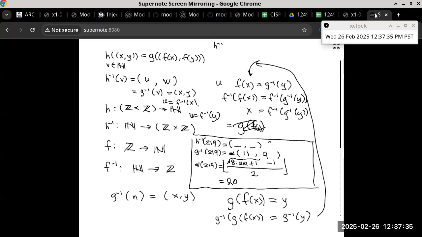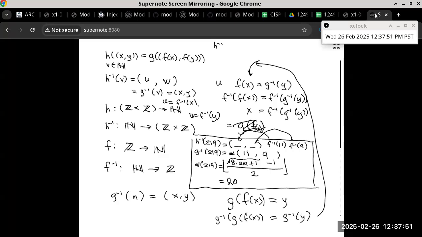So now we need to figure out what goes here and what goes here. So we apply F inverse to 11. That goes here. We apply F inverse to 9, and that goes here. So what is F inverse of 11?